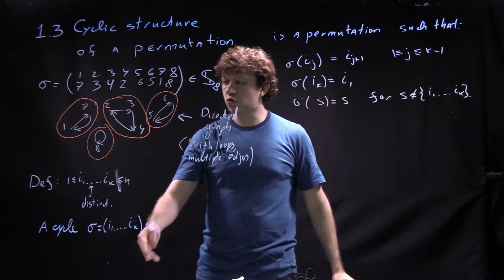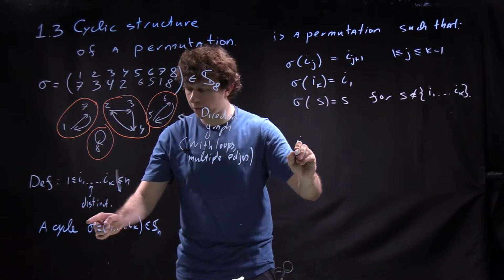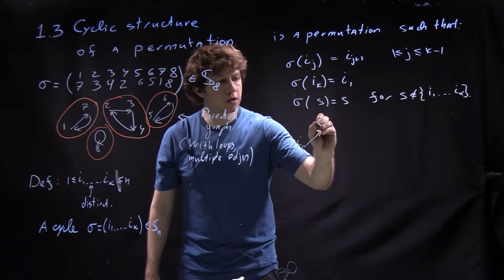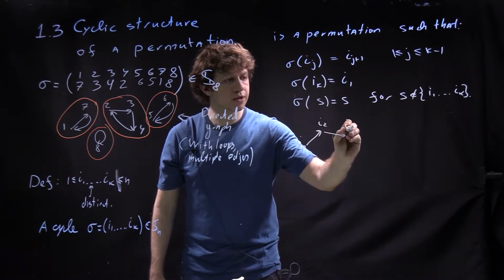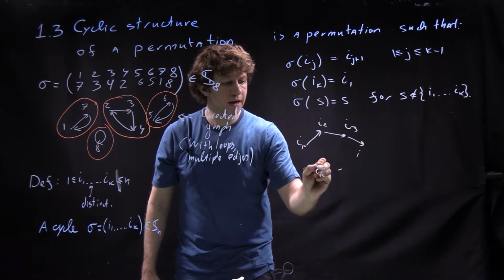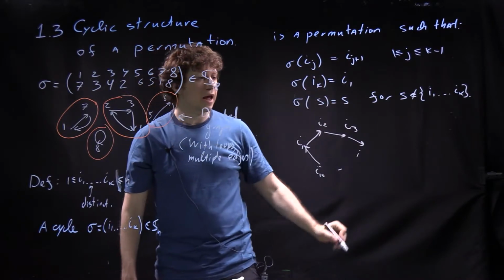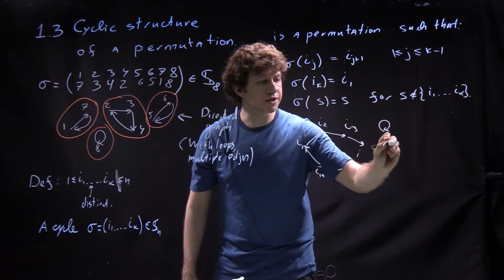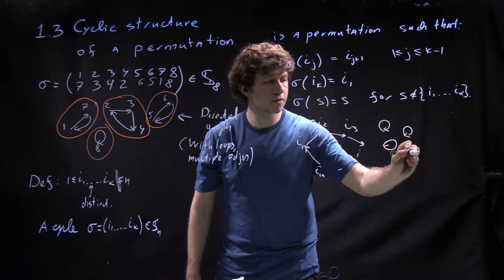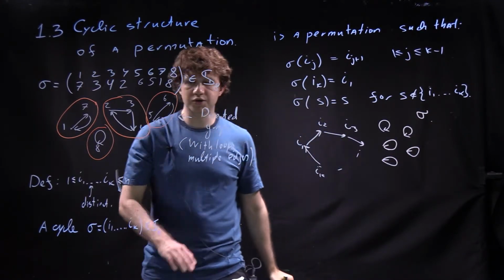So let's try to draw it in this form. If I draw this sigma, basically I1 goes to I2, I2 goes to I3, and so on, up to Ik, and then Ik goes to I1. So this is what I wrote here, and all the other elements are fixed. This is a picture of sigma, just one cycle.